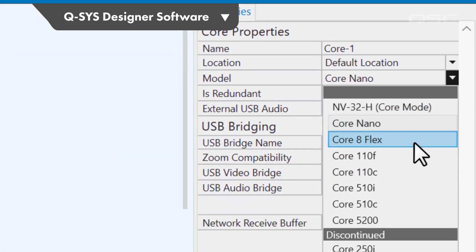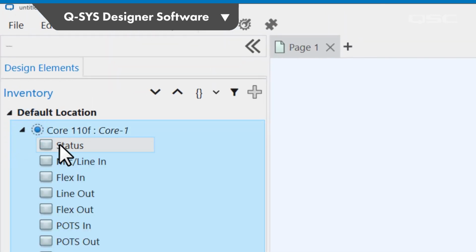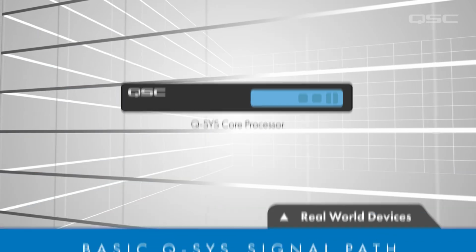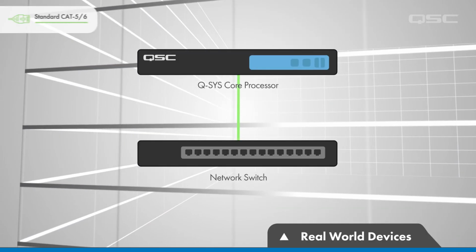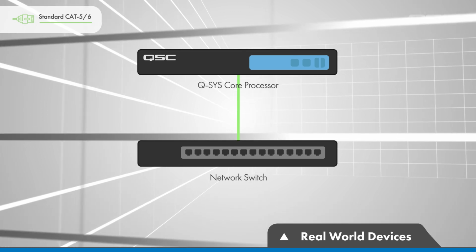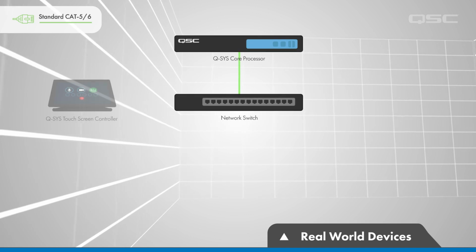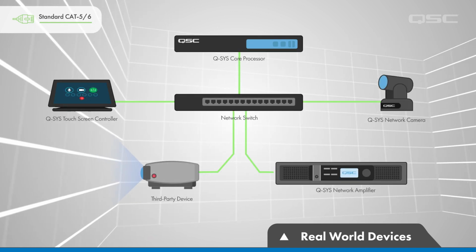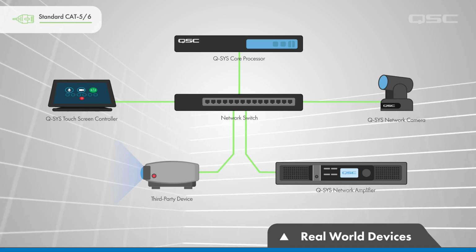There's a wide variety of core models available, some of which include onboard audio inputs and outputs. The next device in every design will be one or more network switches. Your core must be connected to one of the ports on one of your network switches so that it can communicate with any other devices in your design, such as native QSys products or third-party devices that are connected to other ports on your network.